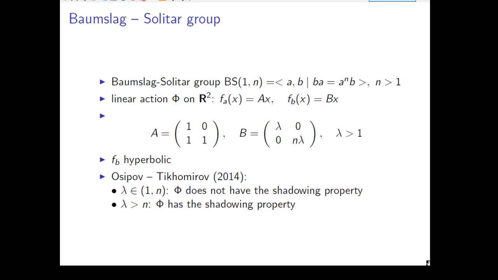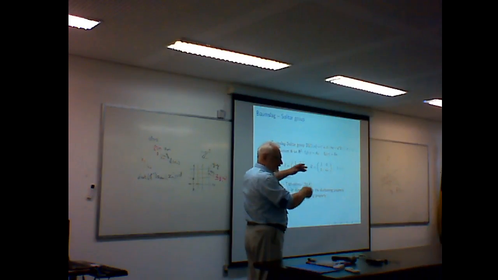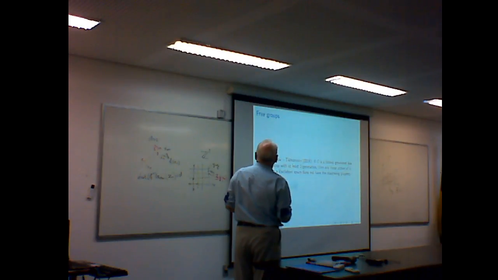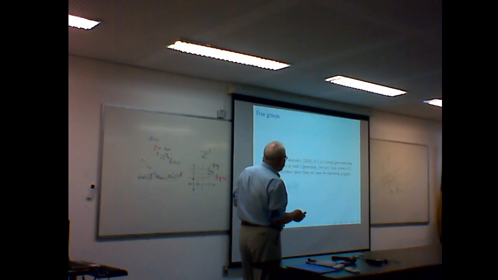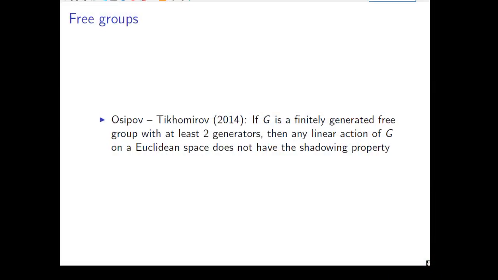So this is algebra. And the proof is really, in some senses, really algebraic. They have to prove a lot of relations for this. And if the group is very large, for example, if you take free groups with at least two generators, then no linear action will have the shadowing property. So for large groups, everything is bad.